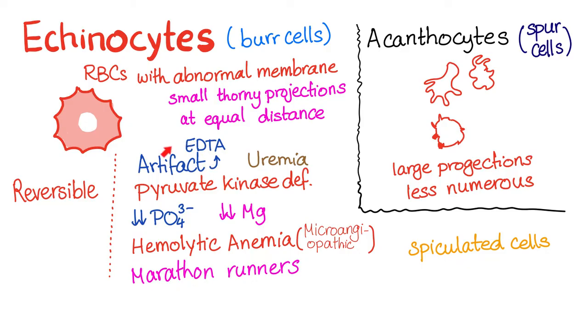It could simply be an artifact due to EDTA, which is used in the purple top test tube that we use in the lab, that we use to collect the blood. Uremia can do it, hypophosphatemia, hypomagnesemia, hemolytic anemia, marathon runners. These are called what? Echinocytes. Do not confuse echinocytes with acanthocytes. I have a separate video on acanthocytes.